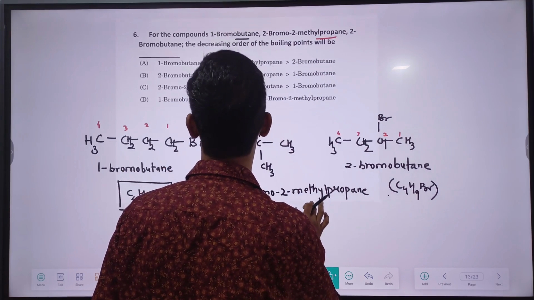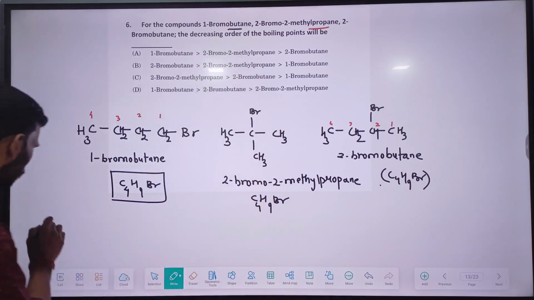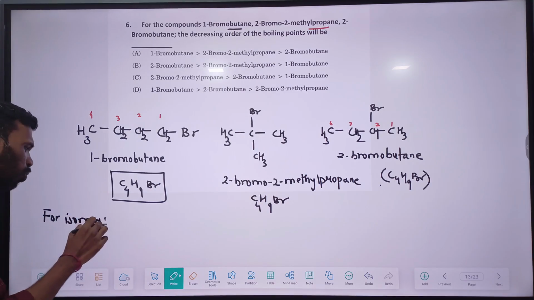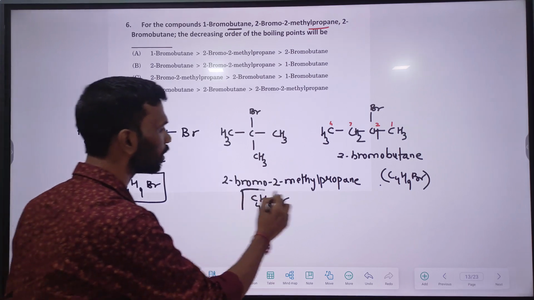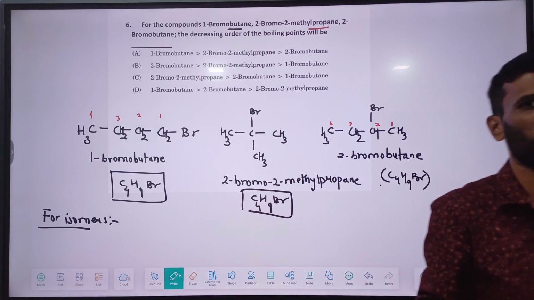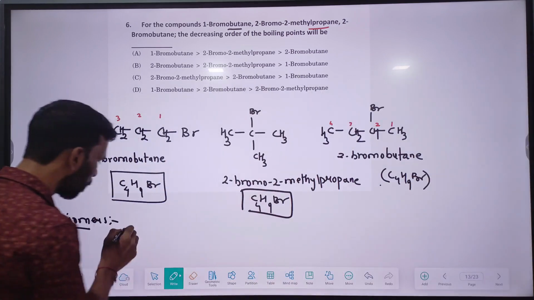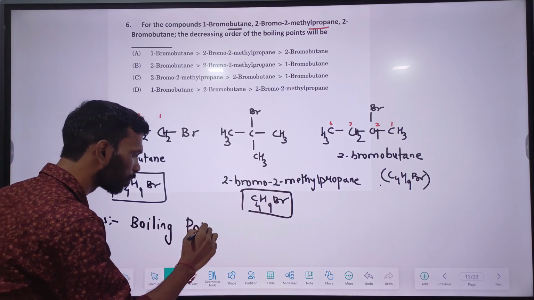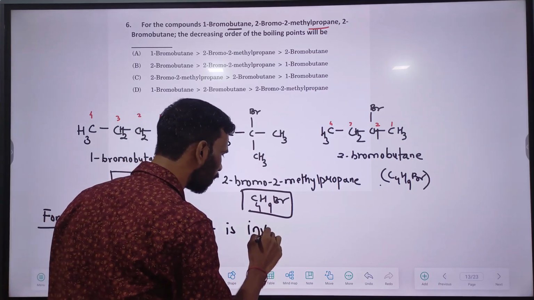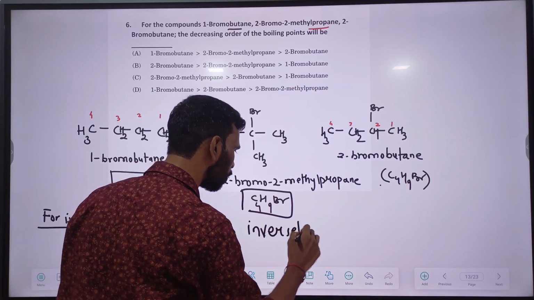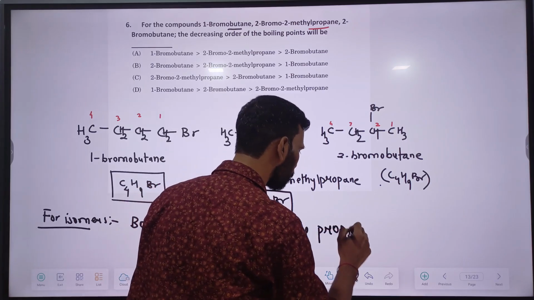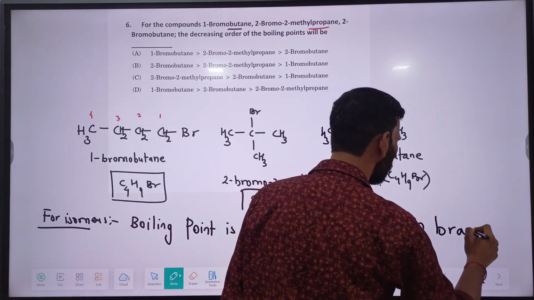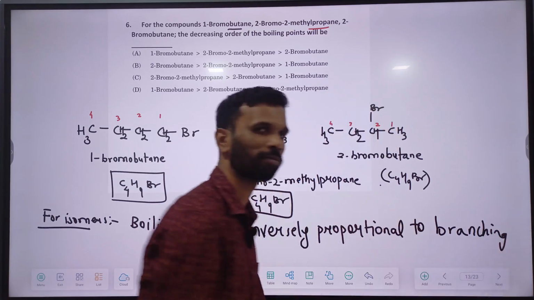Boiling point for isomers. What is the meaning of isomers? Same molecular formula, but different structural formula. For isomers, boiling point is inversely proportional to branching. More is the branching, less is the boiling point, right?